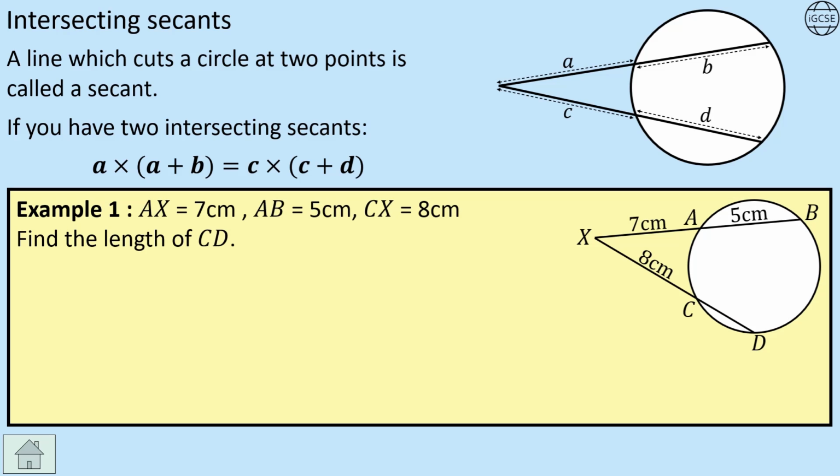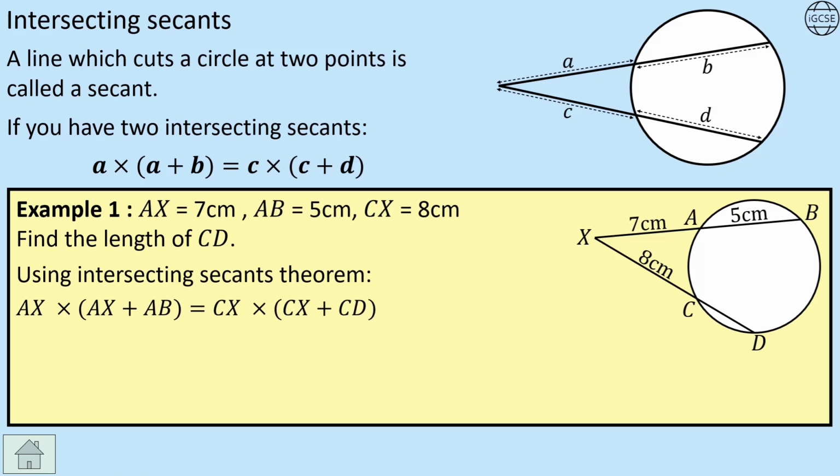So we've got the dimensions for the first secant, where we've got 7, which is XA here, and we've got 5 for AB. And then along here we've got XC, which is 8, and of course the missing dimension, which is CD, and that's the one it wants us to work out. Applying the rule, which we've given above, I'm just going to put the letters in. So you've got AX, which is this one, plus these two added together, is equal to CX multiplied by these two added together. When we write that out, I'm just going to put those numbers in so you can see.